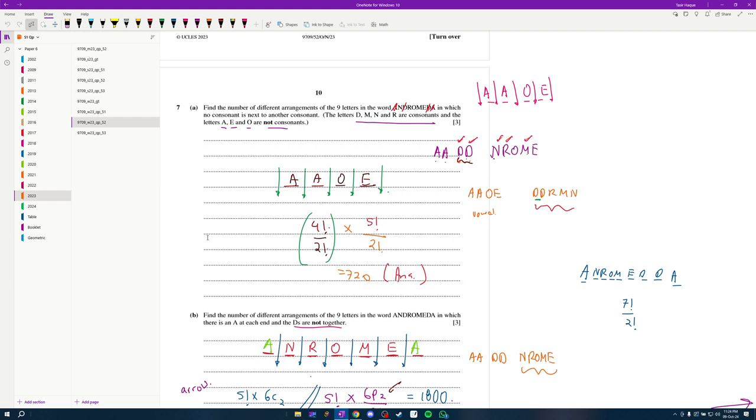So, okay, for the vowels, we're going to ignore the consonants first because they said they can't be next to each other. So, for the vowels, it's 4 factorial by 2 factorial due to the A's, which are repeats. And then we input the consonants, which are D, D, R, M, N. So, we have 5 arrows and 5 consonants. So, that's 5 factorial, 5p5 or 5 factorial, divided by 2 factorial because there are 2 identical D's. That's that, 720.